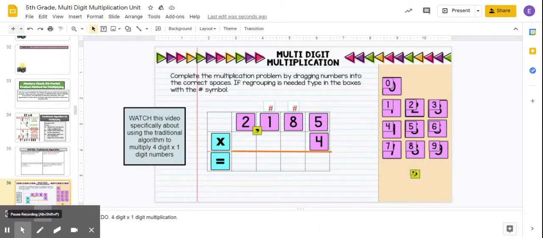Hey guys, so we are thinking about multiplying with the traditional algorithm here. The traditional algorithm is really similar to the area model and really similar to the partial product method. What's different is it gets rid of, like in the area model, it has a box, right? And in the traditional algorithm, it gets rid of the box.